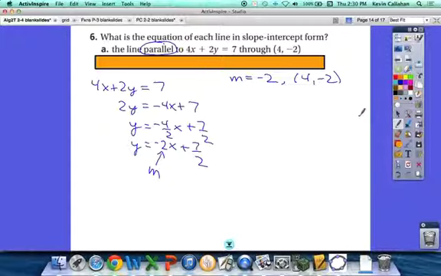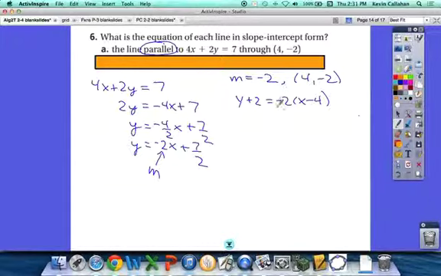Point slope. Again, by the name, you know which one to use. So we're going to use this. Y minus negative 2 will be y plus 2. Negative 2 times x minus 4. And it says put it in slope-intercept form, and that means solve for y.